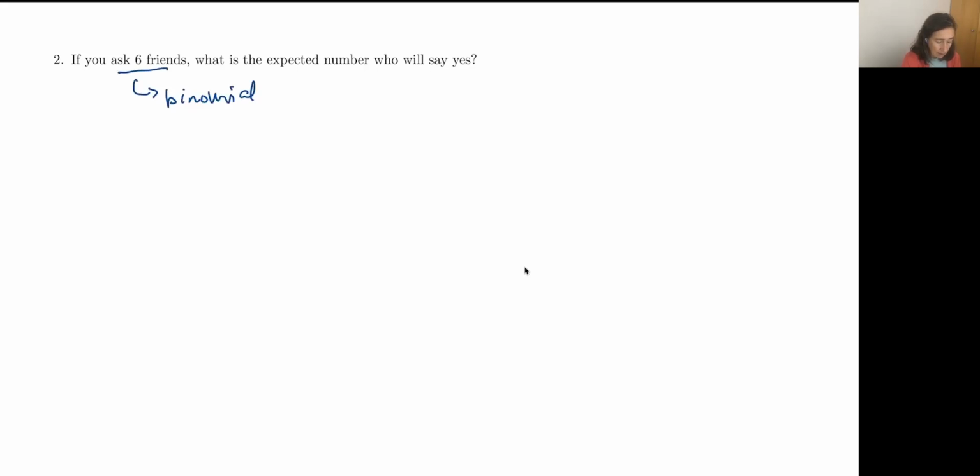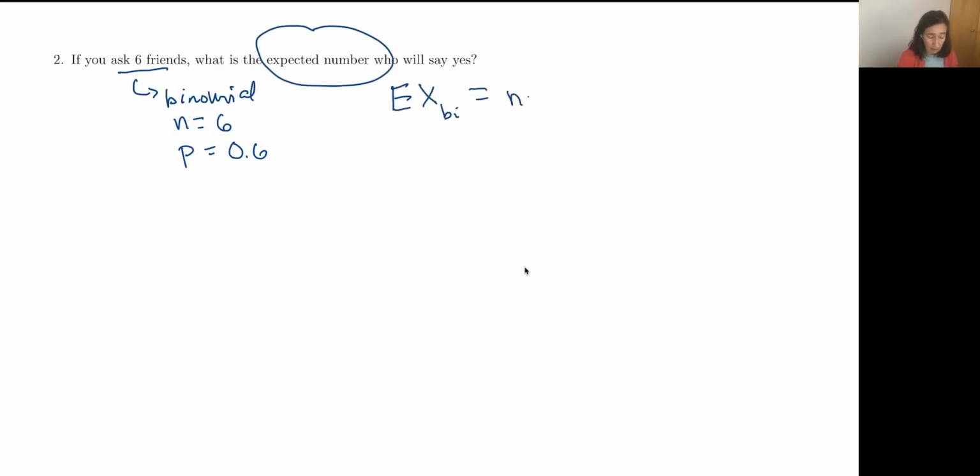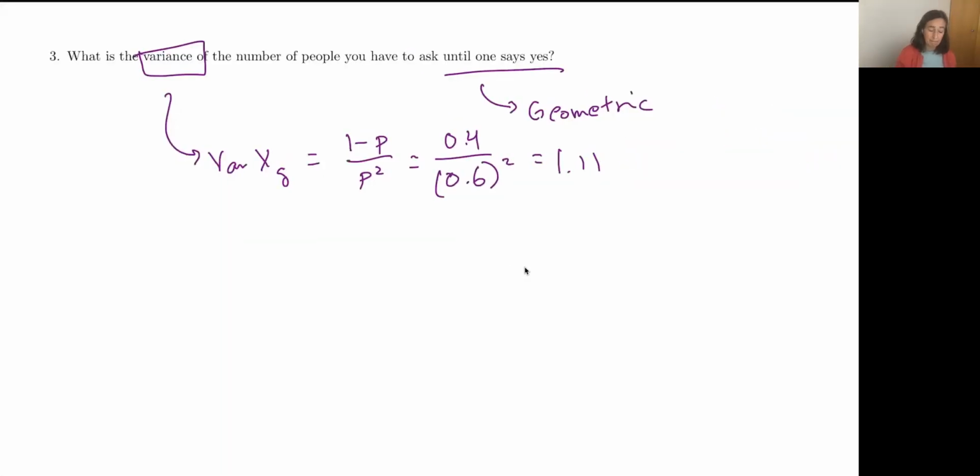It's a binomial with n equals 6 and p, as before, 0.6, and we want the expected number who will say yes. Here we're just being asked for the expected value of a binomial random variable. Read it right off the table. It's n times p. It's 6 times 0.6 equals 3.6. Nice and simple, right? That's all there is to it.